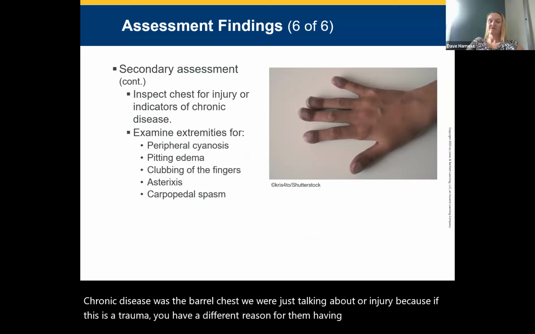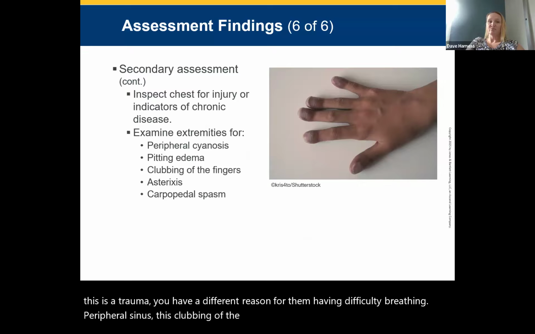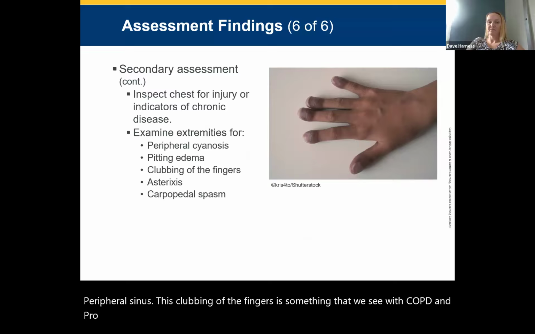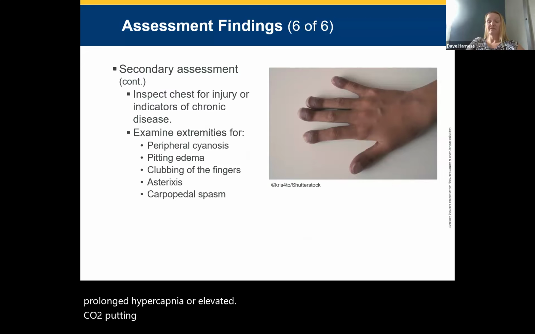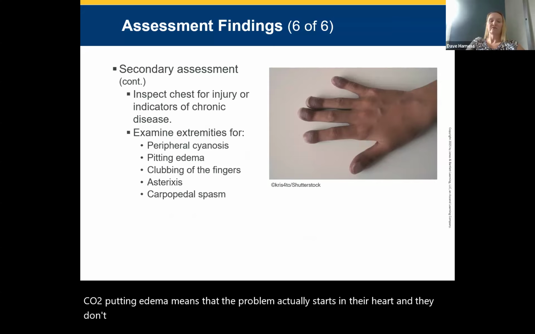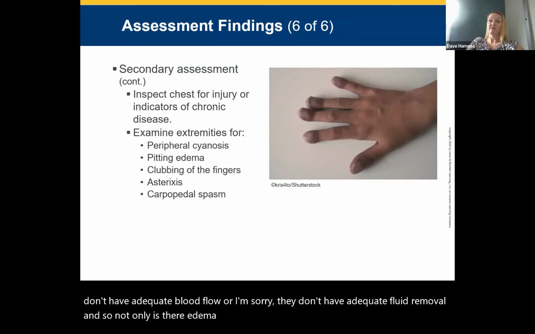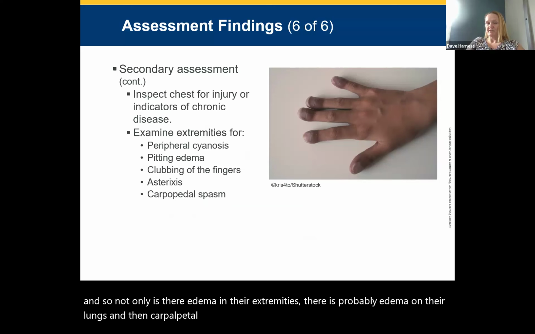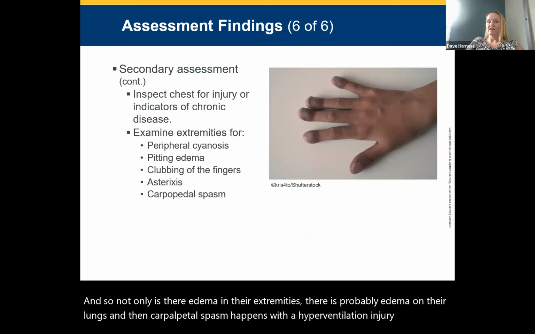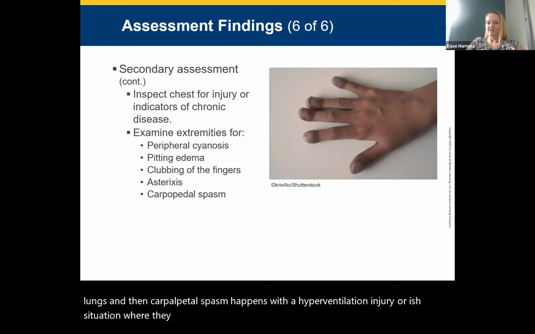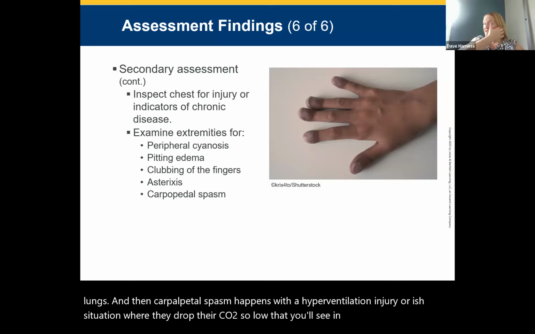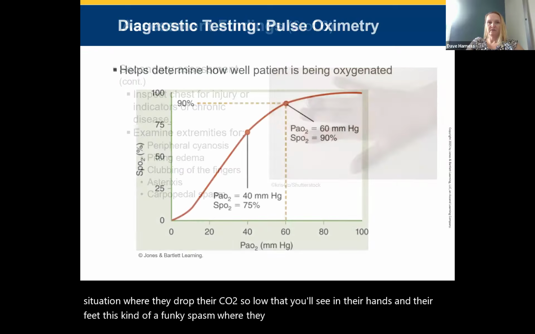Peripheral cyanosis, this clubbing of the fingers is something that we see with COPD and prolonged hypercapnia, or elevated CO2. Pitting edema means that the problem actually starts in their heart and they don't have adequate fluid removal. And so not only is there edema in their extremities, there's probably edema on their lungs. And then carpopedal spasm happens with a hyperventilation situation where they drop their CO2 so low that you'll see in their hands and their feet this kind of funky spasm where they can't control the movement.